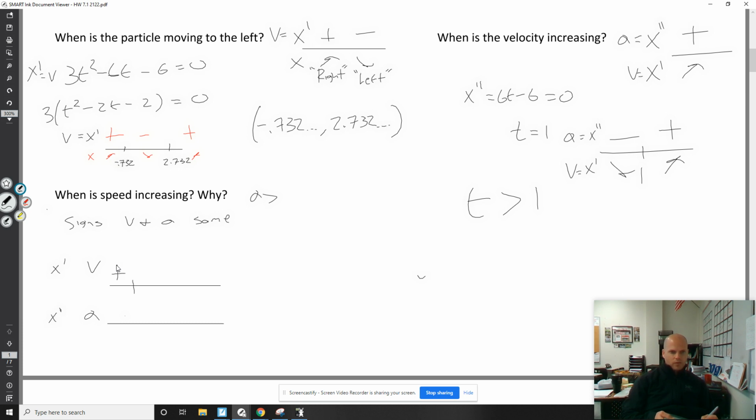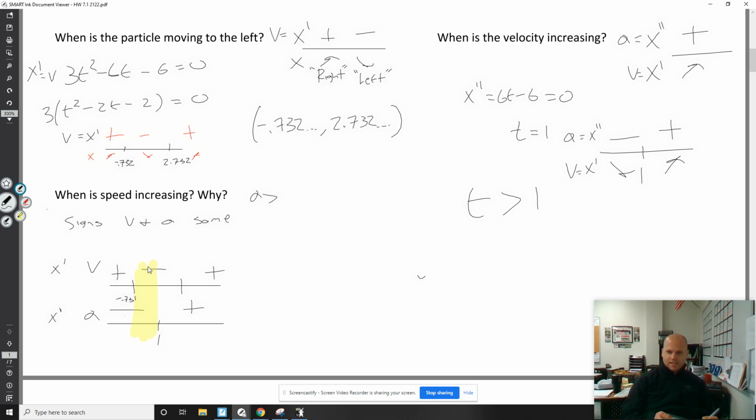We had the positive. I'm not going to put the values down. Positive helps it get things in order though. And this is 1. This is positive, negative. So, what are the signs the same? From that negative 0.732 to 1.